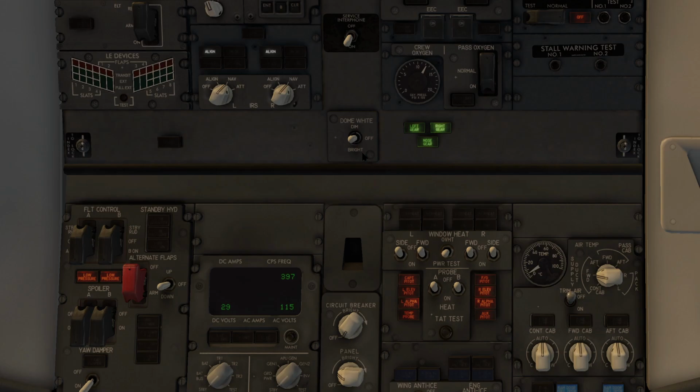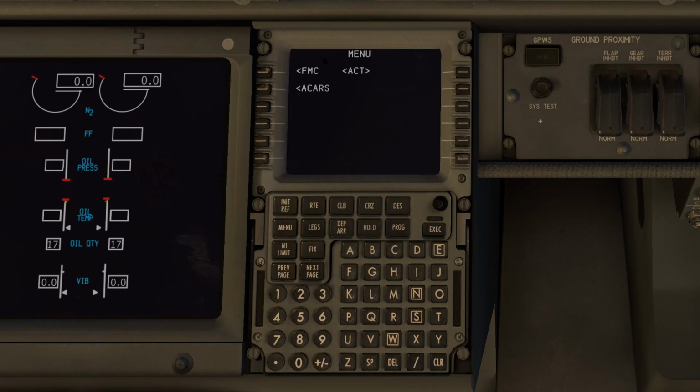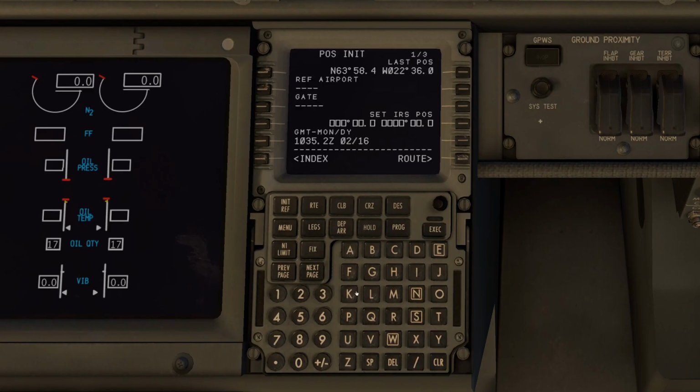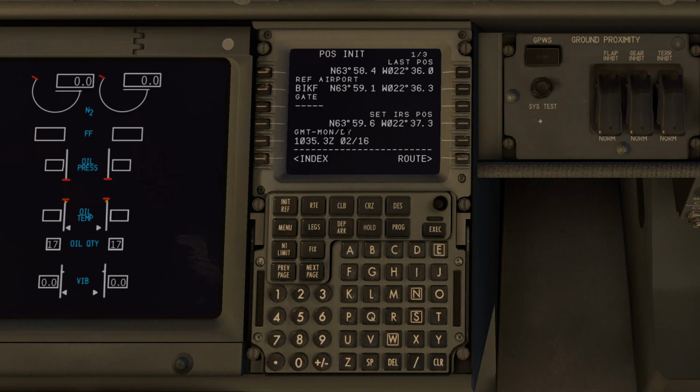Now we go to the FMC. Position init, Reykjavik, Keflavik, Bravo India, Kilo Foxtrot. We have the airport coordinates. We take the GPS left, paste it and compare. We are in agreement.